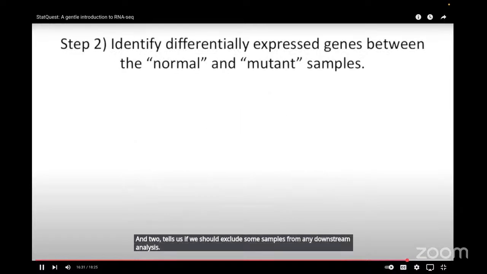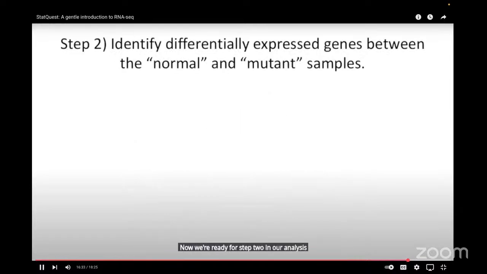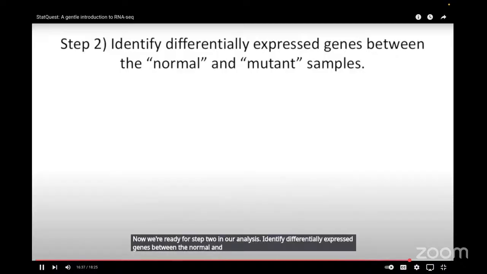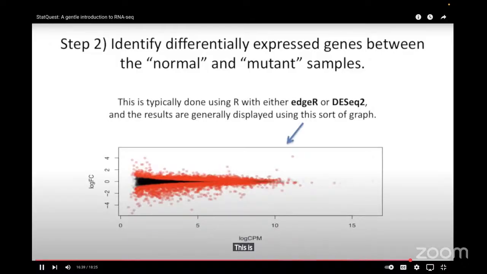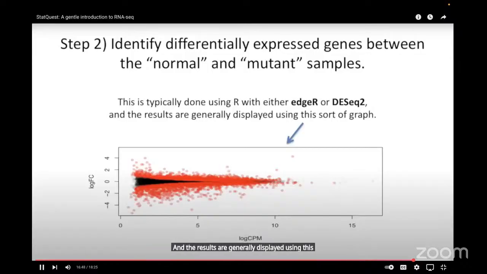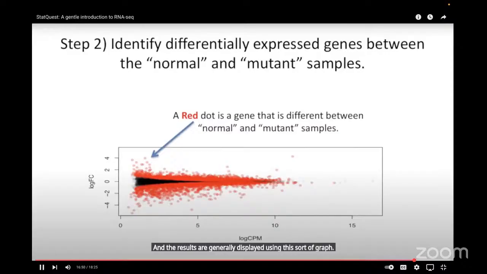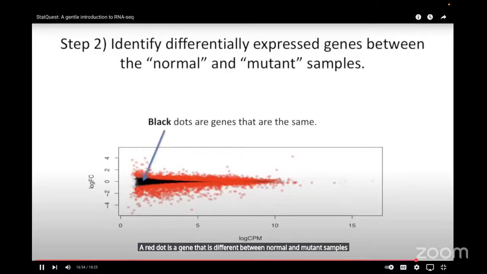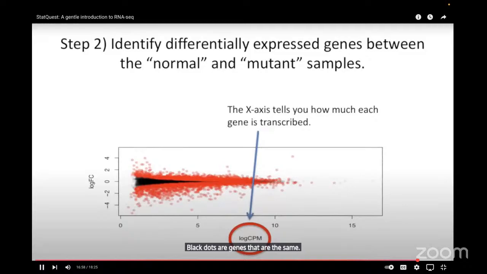Now we're ready for step 2 in our analysis. Identify differentially expressed genes between the normal and mutant samples. This is typically done using R, a programming language, with either EdgeR or DESeq2, and the results are generally displayed using this sort of graph. A red dot is a gene that is different between normal and mutant samples. Black dots are genes that are the same. The x-axis tells you how much each gene is transcribed.